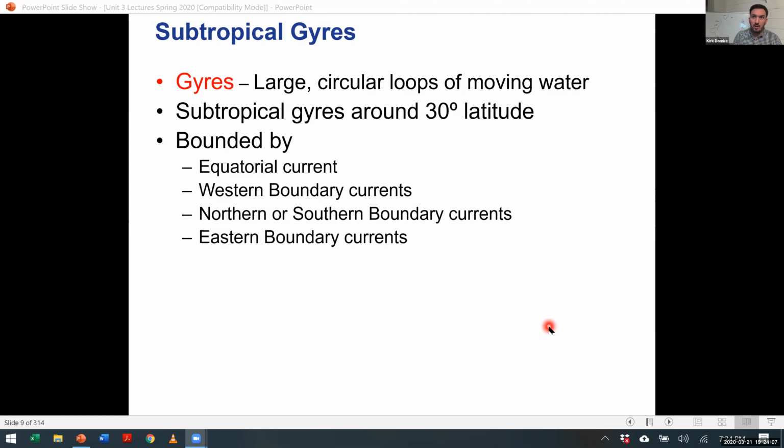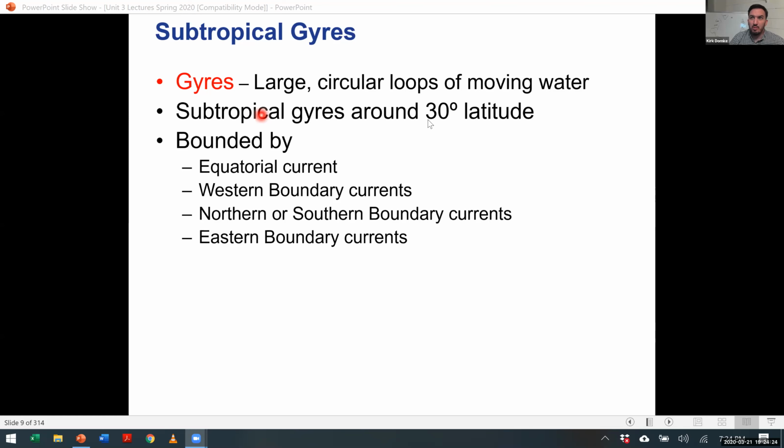The types of currents are, there's going to be an equatorial current, a western boundary current, an eastern boundary current, and then depending on which hemisphere you're in, either a northern boundary current in the northern hemisphere or a southern boundary current if the gyre is a southern hemisphere gyre.